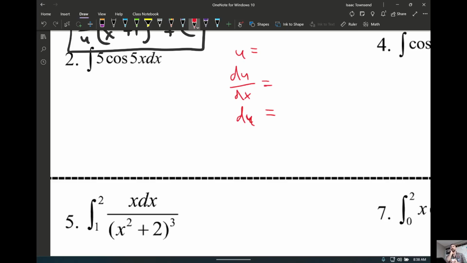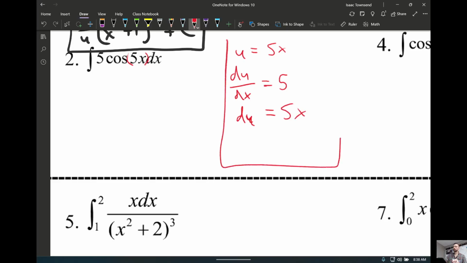But when I look at this, I see the inside is probably 5x. 5x is trapped inside of cosine, so that would be my guess for u. Take the derivative of this side with respect to x. Take the derivative of this side with respect to x. And then imagine multiplying this dx over.